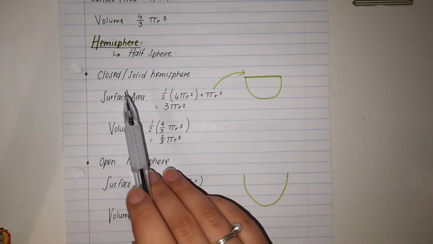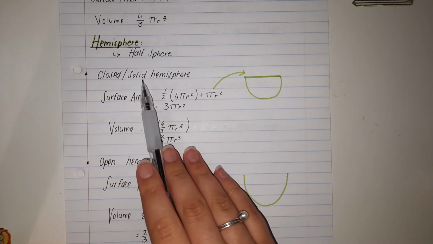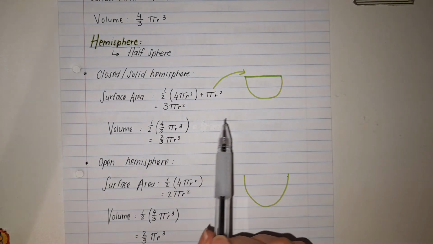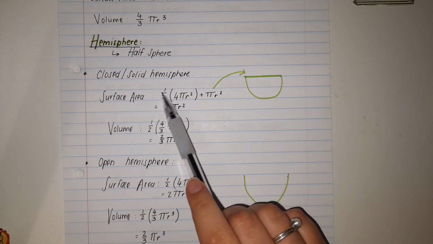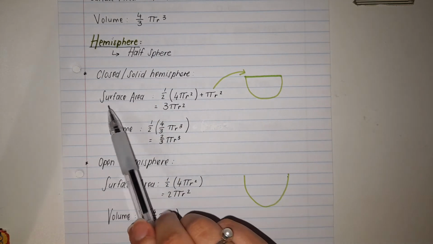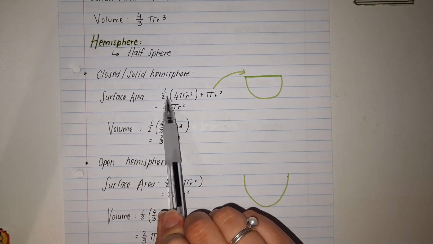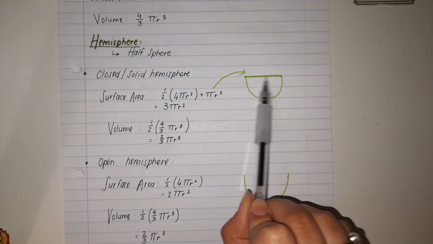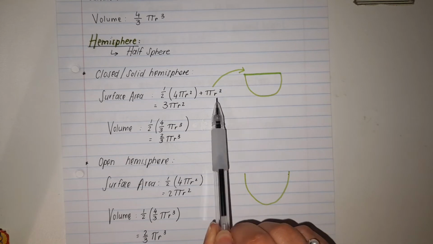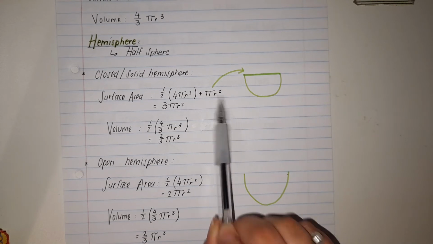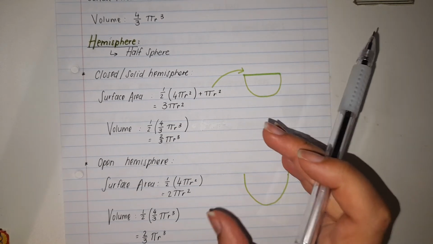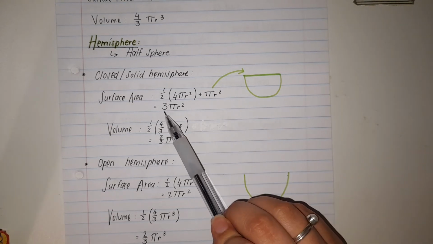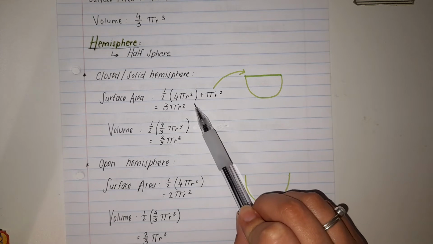So they will talk to you about a closed or a solid hemisphere. Again, that's half a sphere. When it is a closed one, for the surface area you're going to have half of your sphere because it's literally cut in half. But because it's closed, you're going to add the area of a circle. Because if you look at it, you're looking against a solid piece, a solid circle, and that would end up with 3 pi radius squared.